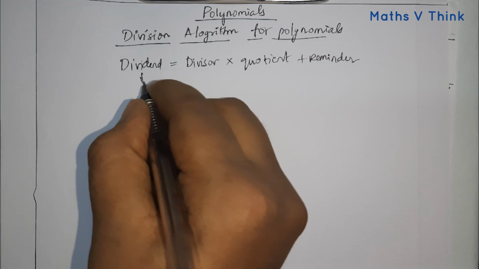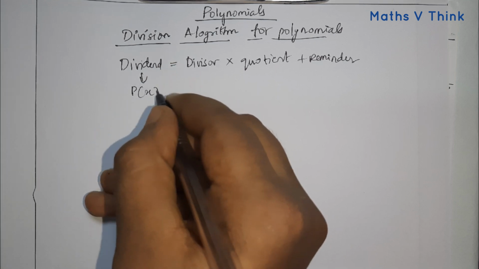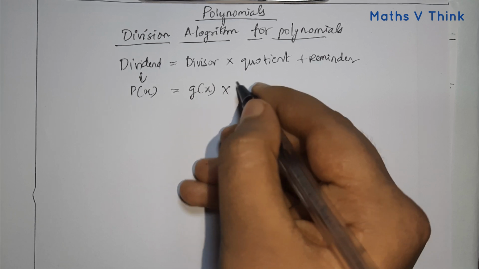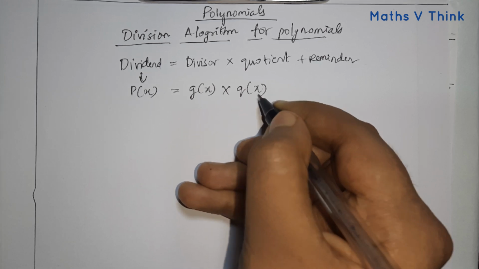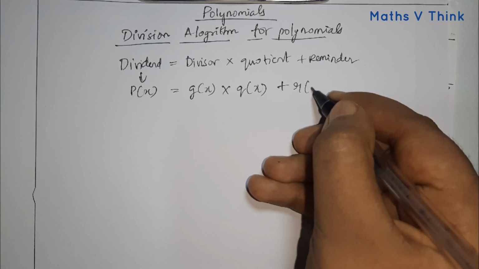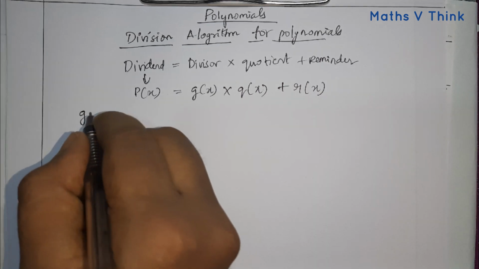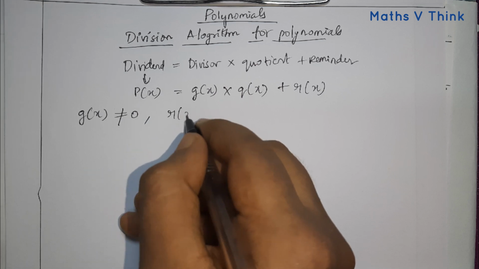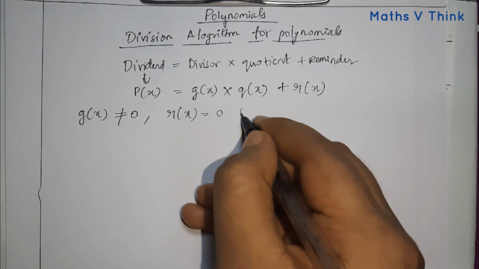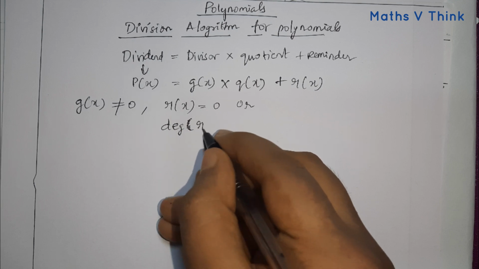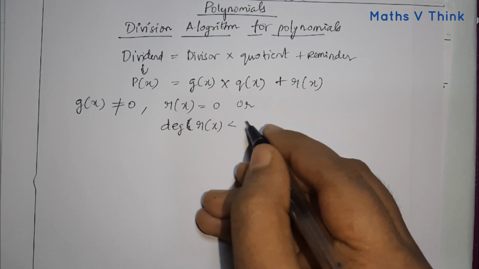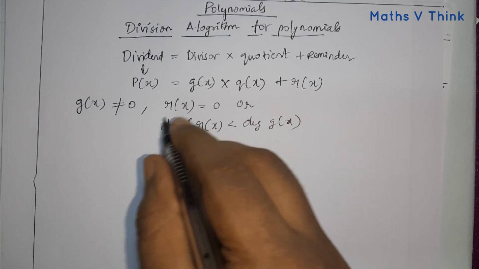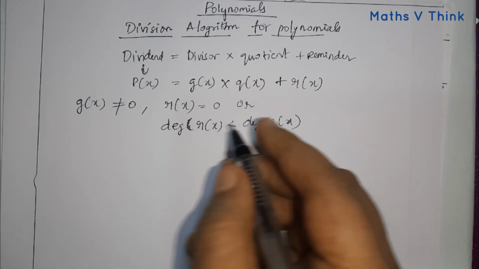In polynomials, dividend is nothing but p of x, divisor is g of x, quotient is q of x, and remainder is r of x. And g of x is not equal to 0, and r of x can be 0 or degree of r of x is less than degree of g of x. So now I'll explain with the help of an example.